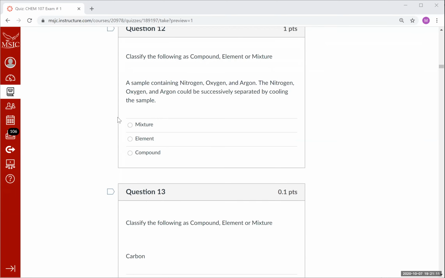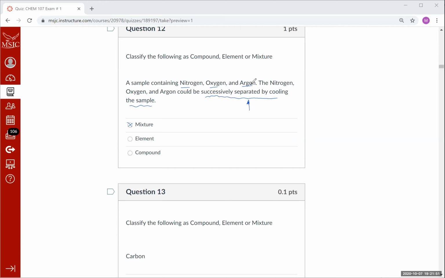Okay, let's look at this next example. So this one, we have a sample containing nitrogen, oxygen, and argon. And I said these components can be successively separated by cooling the sample. So what does this remind us of? A mixture, an element, or a compound? Mixture. A mixture, yep. And the key thing is that they can be separated through a physical process. The nitrogen, oxygen, and argon are not chemically bonded together. Does that make sense?